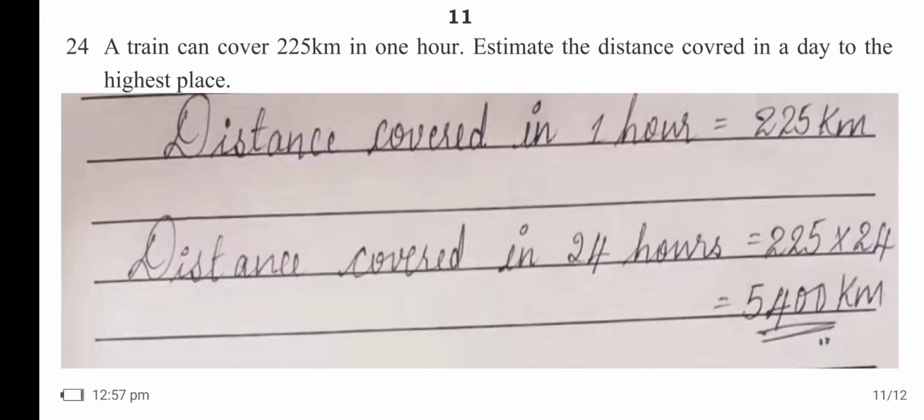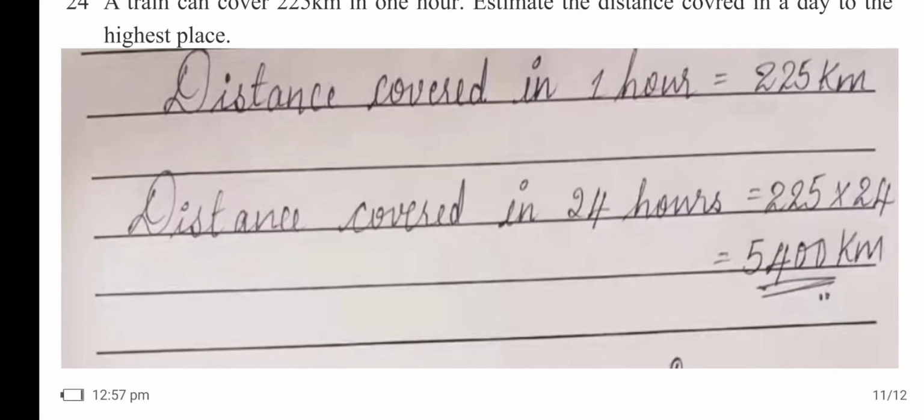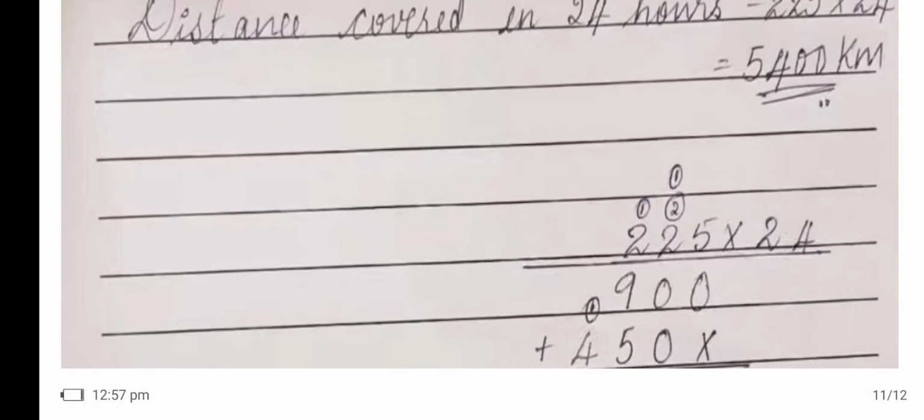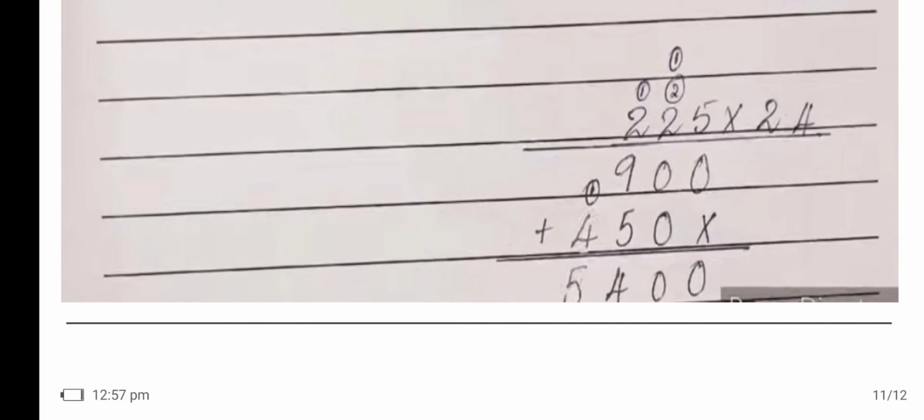A train can cover 225 km in 1 hour. Estimate the distance covered in a day to the highest place. So the distance covered in 1 hour is equal to 225 km. So the distance covered in 24 hours. One day has 24 hours, right? So 225 into 24 is equal to 5400 km. When you calculate 225 into 24, you get 5400.